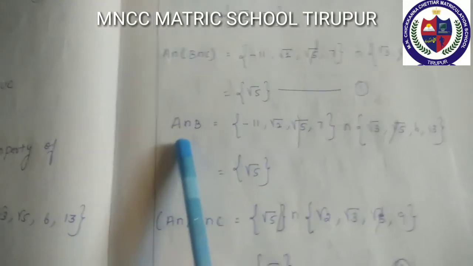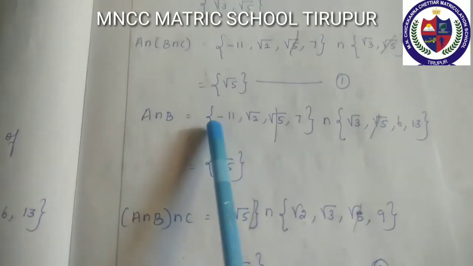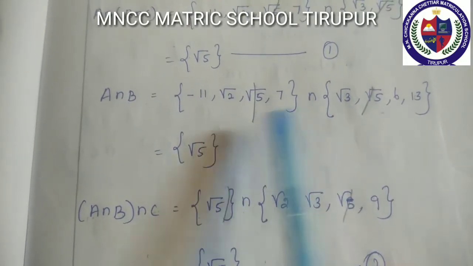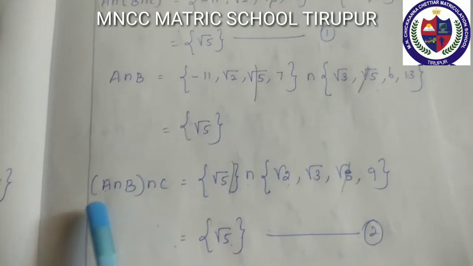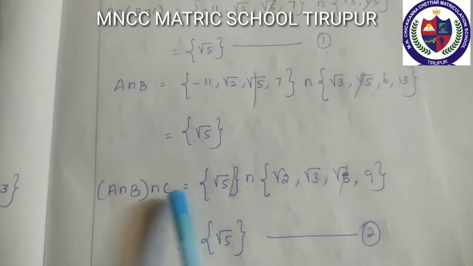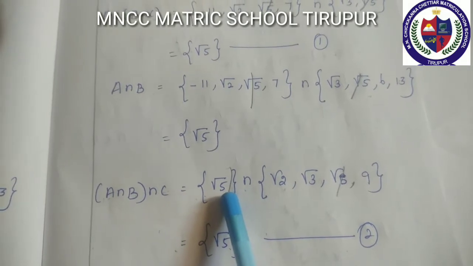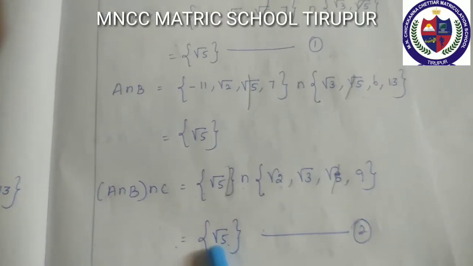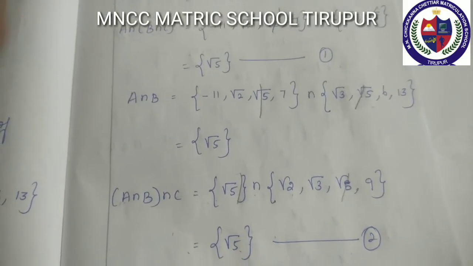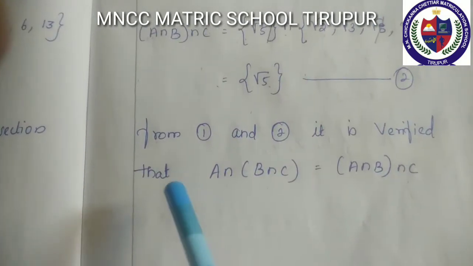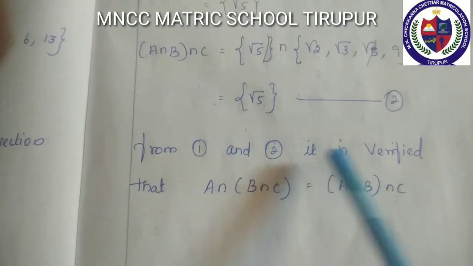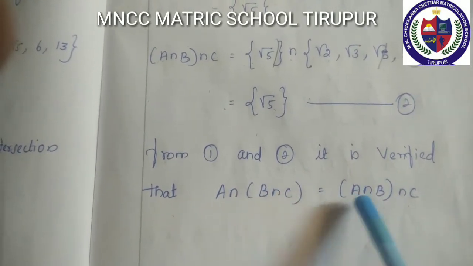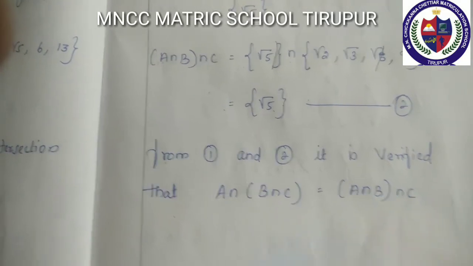Now the right hand side. First we find A intersection B, the value of A intersection the value of B. Intersection means common elements in both sets, so root 5. Next we find (A intersection B) intersection C, that is root 5 intersection the value of C. The common element is root 5. This is equation number 2. From 1 and 2 it is verified that A intersection (B intersection C) is equal to (A intersection B) intersection C.